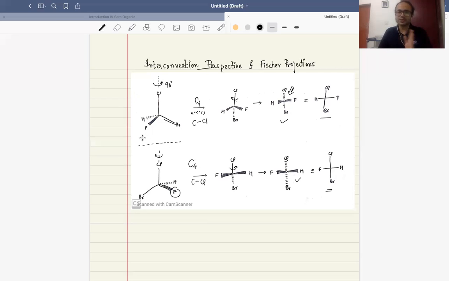So I hope you understood how to interconvert the Fischer projection to a perspective formula, or perspective formula to a Fischer projection formula.